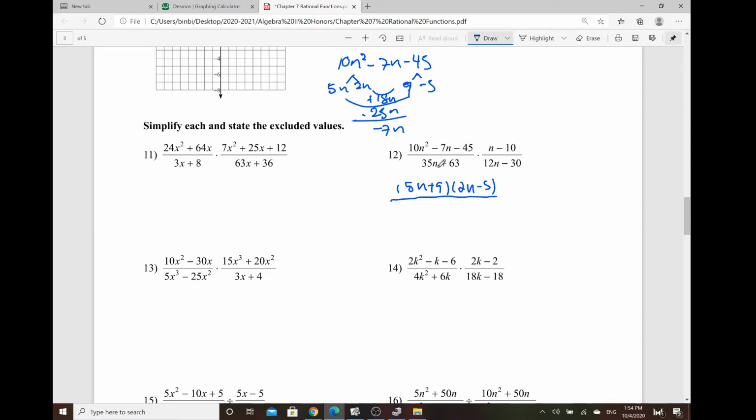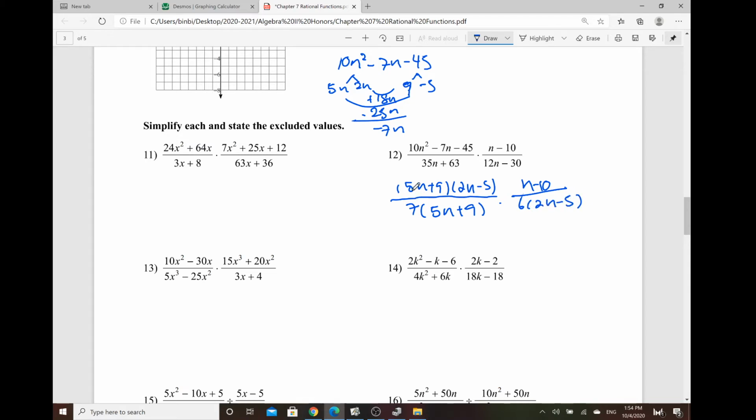And then what about this one? It's a binomial, so you just want to take out the greatest common factor. 35 and 63, the greatest common factor is 7. So take out 7, and we have 5n plus 9. And what about the other rational expression here? n minus 10, nothing we can do, just keep it like that. The denominator, 12 and 30, take out the greatest common factor, which is 6. So it's 2n minus 5.